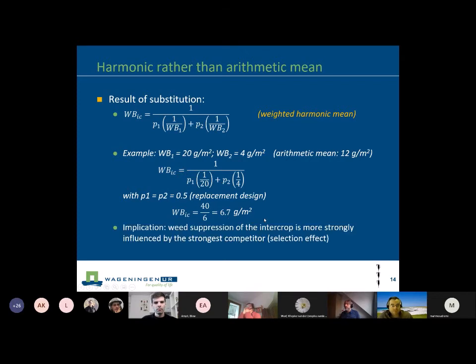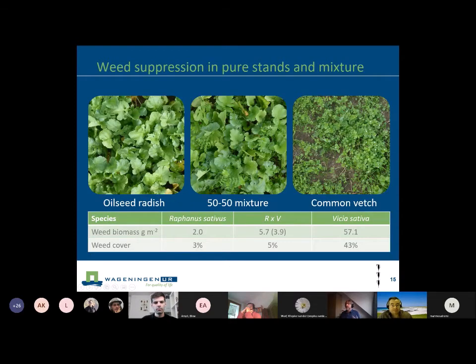So what it shows us, in fact, is that weed suppression in intercrop is more strongly influenced by the strongest competitor. It's much closer to the result found in the strongly weed suppressive crop than it is compared to the poorly competitive crop. And just to give you a feel for that, these are pictures from the experiment of Ali El-Hakim, who's also in this course. This is oilseed radish. This is vetch, but you can hardly see vetch because it's more or less overgrown by weeds. And this is the mixture of oilseed radish and vetch.